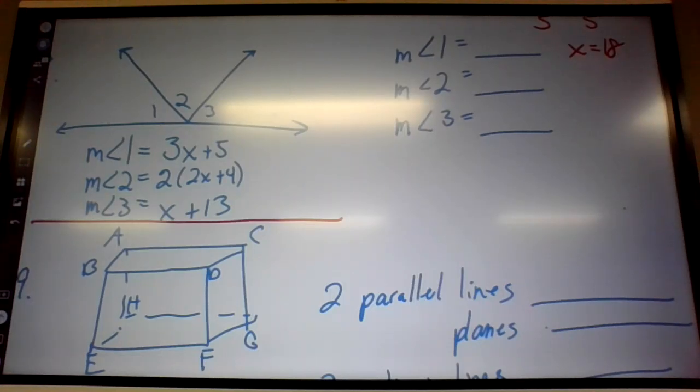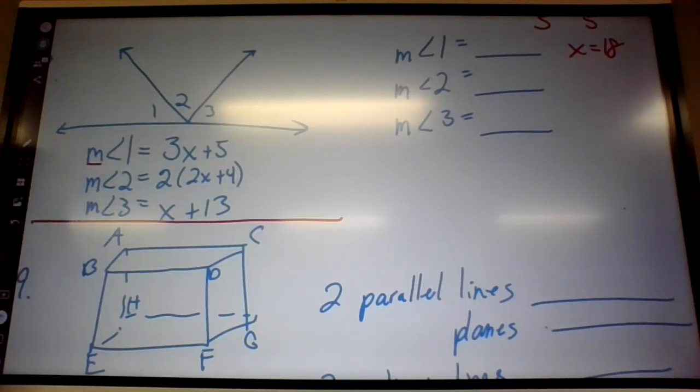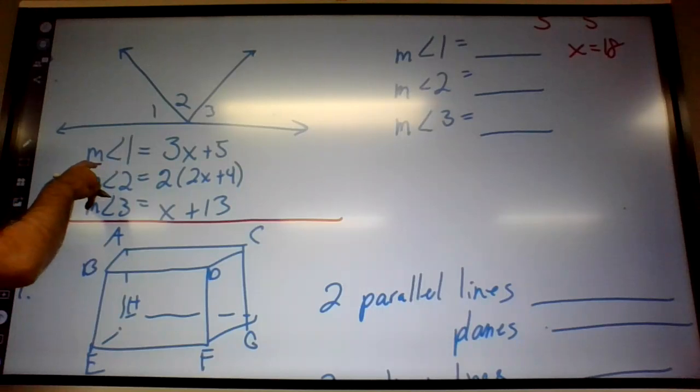Together, what do they make? 180. So that means, do you guys know what this little M is right here? Measurement. So it doesn't really mean much. It just means we're talking about a number, not the angle itself, but the number that measures the angle. But yeah, you can kind of ignore that.